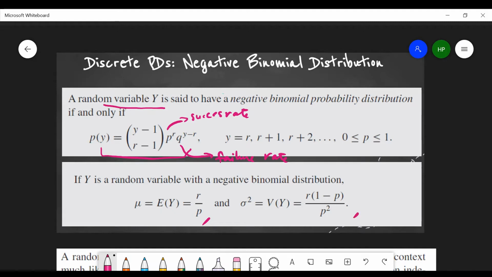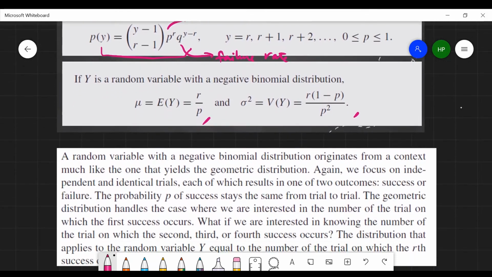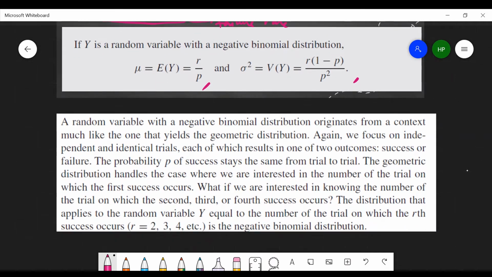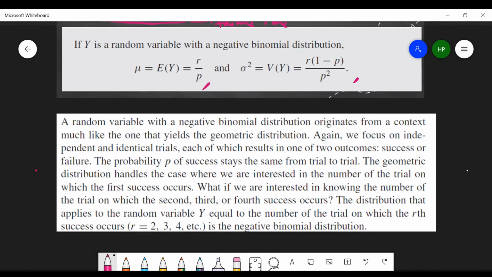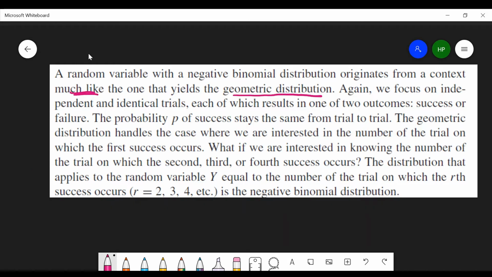and variance. Okay? So, tandaan natin, sa ganitong pagkakataon, a random variable with negative binomial distribution, it is originating from the context of geometric distribution. So, nakafocus pa rin tayo sa independent and identical trials. Okay? Meron pa rin tayong success rate p and failure rate q na complementary from each other. Okay?